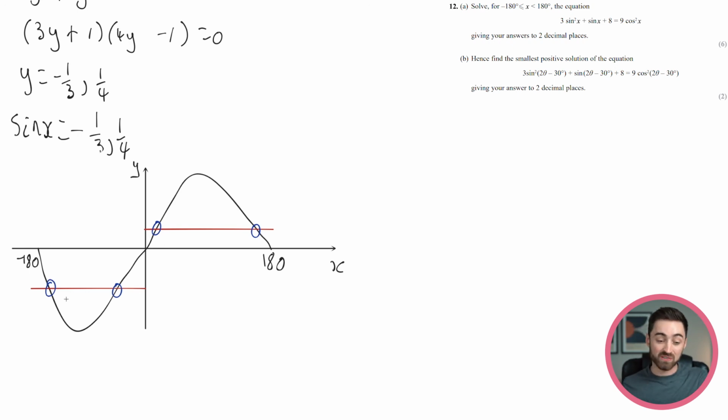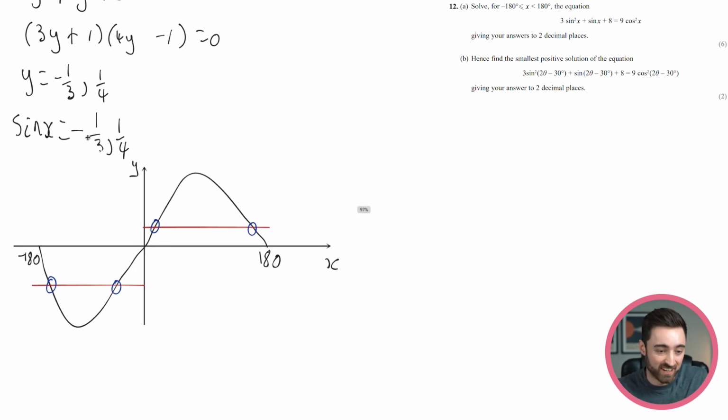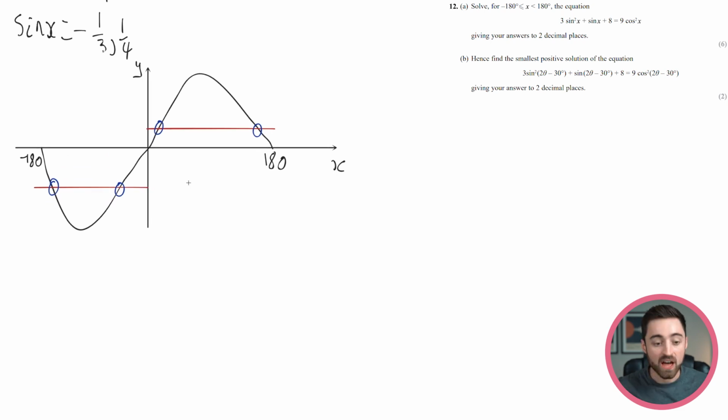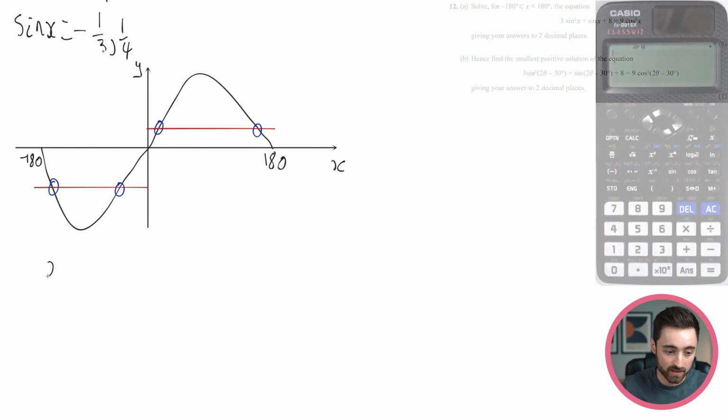I do that before I even touch the calculator. I'm not getting any values. Some people jump into just getting the arc sine straight away. I like to just visualize it and say, okay, I know I'm looking for 4 solutions, so I can check at the end if that's how many I've got. Okay, at this point I can go into my calculator to get the first ones. Let's do the quarter one first. I'm going to do the inverse sine of a quarter to get the following.